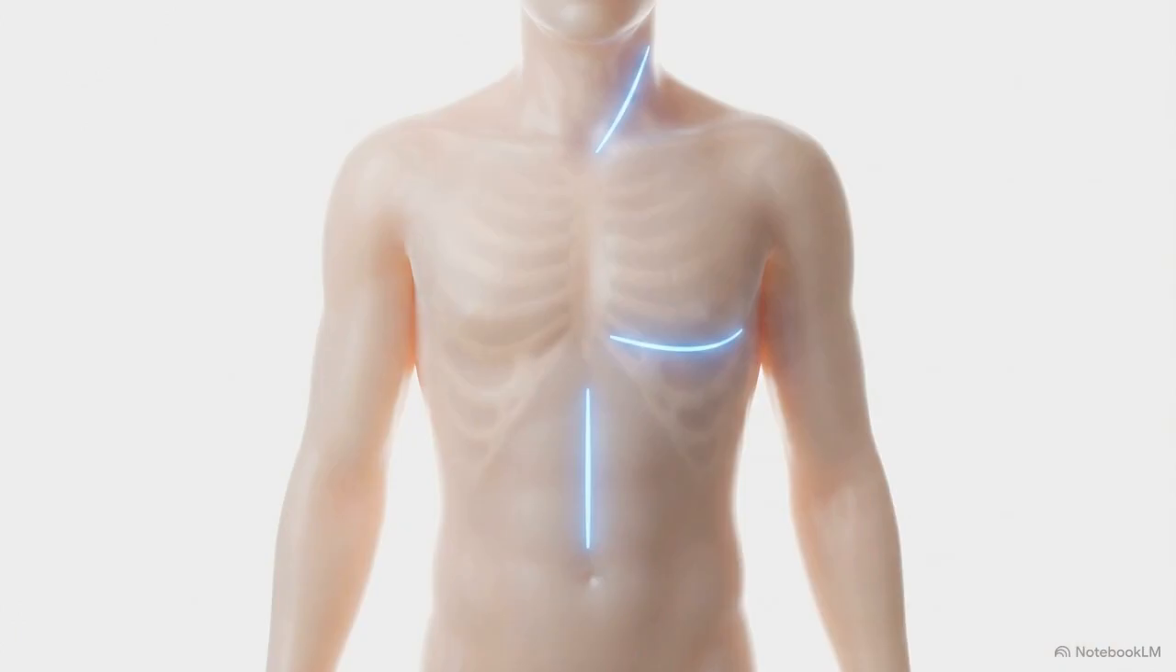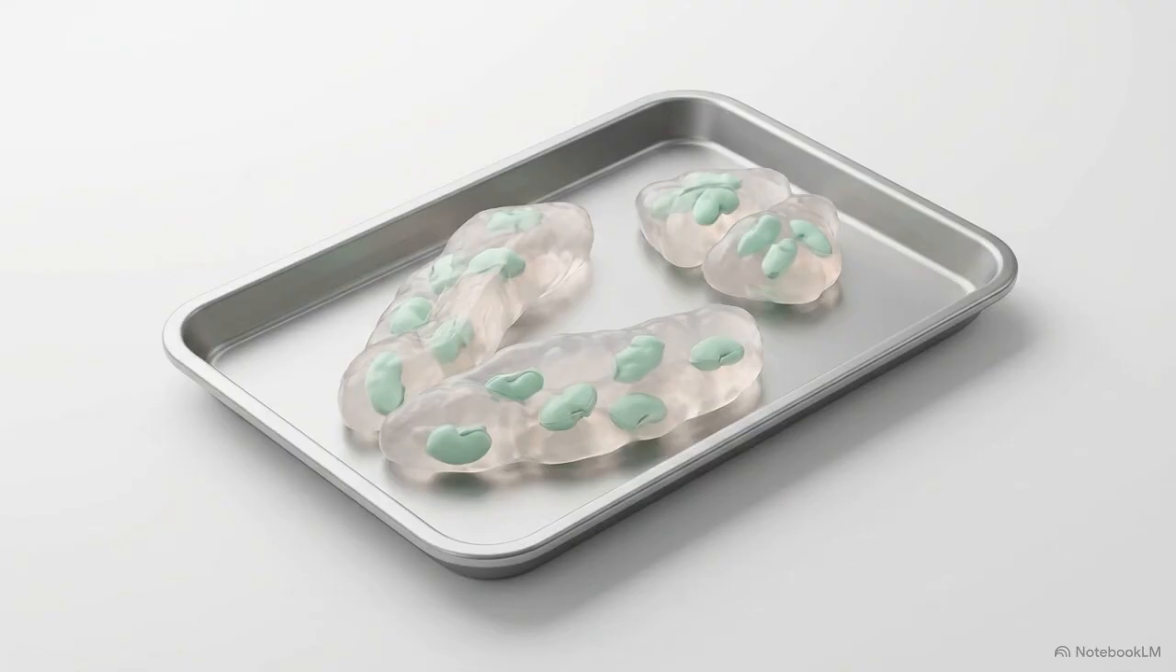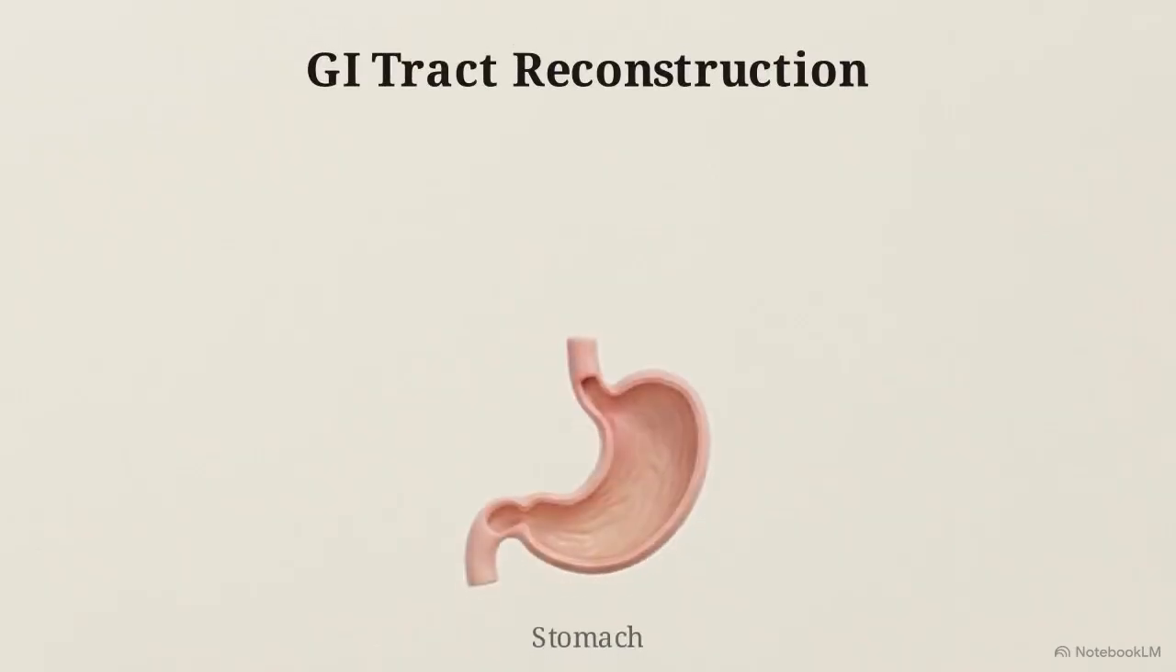The McKeown, or three-field approach, is built for upper and mid-level tumors. It demands incisions in the abdomen, the right thorax, and the left neck. This aggressive access provides the highest degree of lymph node clearance. Following the resection, continuity of the GI tract must be restored.